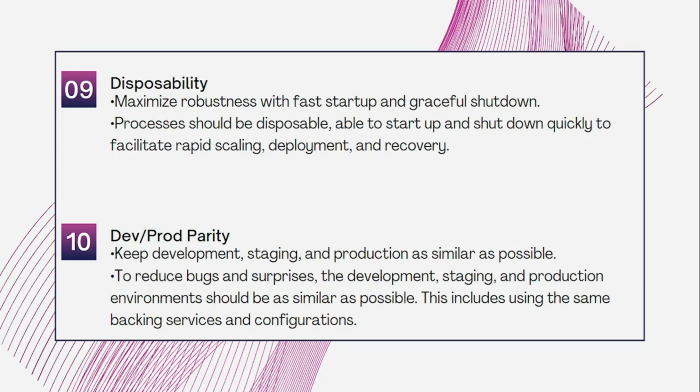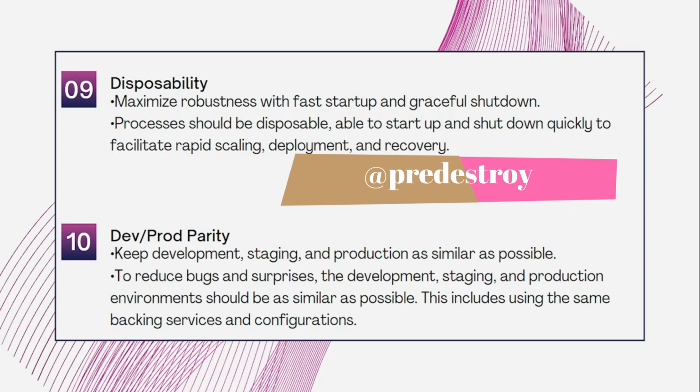Disposability. Maximize robustness with fast startup and graceful shutdown. So a service should start quickly and shut down gracefully. Handle termination signals for graceful shutdown. For example, an on-shutdown method, which is @PreDestroy.